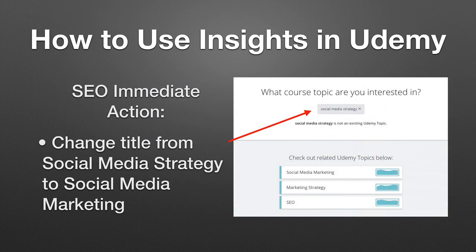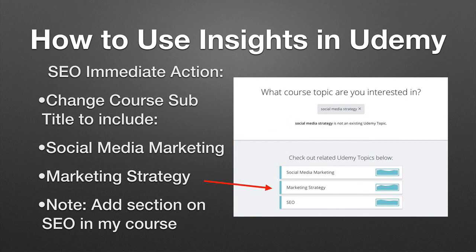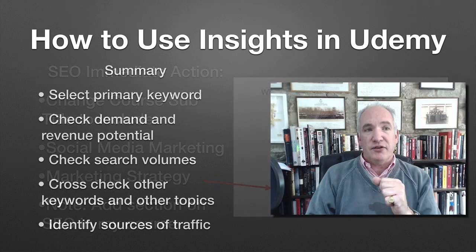But at least I know now what criteria I need to apply to get my course ranking higher. So a little bit of immediate SEO action is to change the title, because my course title says social media strategy, which is not an existing Udemy topic. Much better to put in social media marketing, because that is a strong topic. So I've made that change, and in the subtitles I've changed the subtitles to include these other two topics, social media marketing and social media strategy, again to strengthen my SEO on that course, and that should give me a boost straight away. And I've made a note to myself that I need to actually do something about SEO in my course so I can build that in as well, because that's obviously related very closely to these searches.